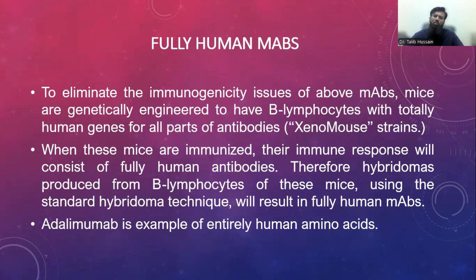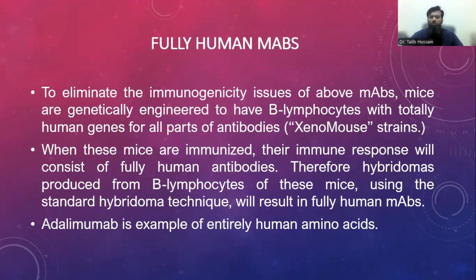So when these mice are immunized with the antigen, the immune response will be constituted of the bases used for human B lymphocytes. So fully human antibodies will be isolated from the spleen of the xenomouse. When we make a hybridoma of those B lymphocytes with a synthesized human myeloma cell, they will result in fully human MABs.